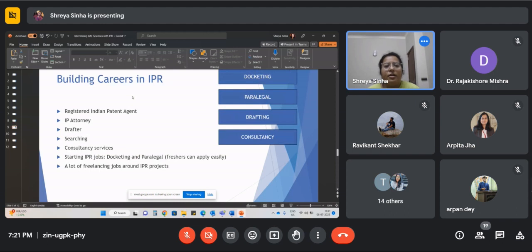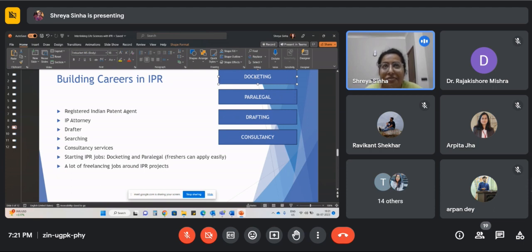Now, how you can build your career in IPR. See, I have these 4 boxes. These are depending on the level of education you are in right now. For suppose, I have done masters, I didn't pursue a PhD. So I started my career from docketing. Docketing is the niche level of working in IPR.